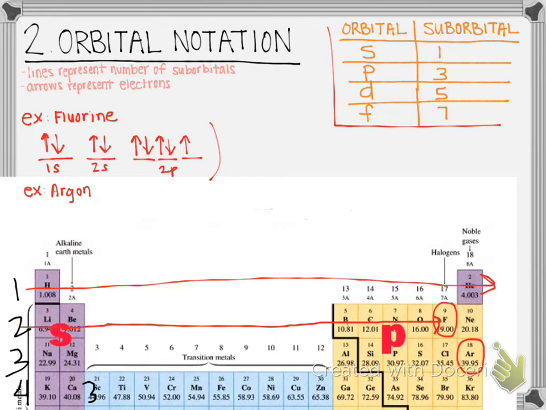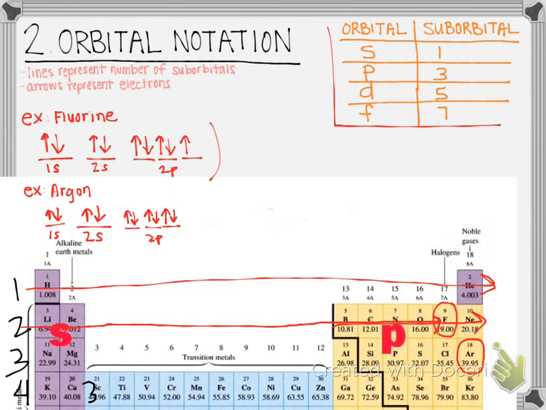If we wanted to do argon, we would start at the beginning again. So you have your 1s and you go through 2. You go through 2s and you go through 2, so 2 electrons. You go through 2p, you go all the way through 2p. So 3 suborbitals for 2p, and you go through 6 electrons, or 6 elements. 1, 2, 3, 4, 5, 6.